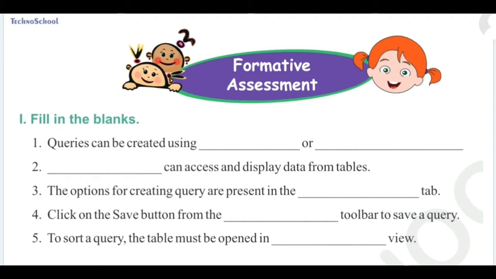Next one: to sort a query, the table must be opened in dash view. The answer for this question is on page number 39. Read the first paragraph, sort a query. Here they have given the steps. Open the table or query in query design view. We have to click the menu, query design view. Select the field you want to sort. Click the down arrow and choose ascending or descending. Click the run button. Access retrieves the columns you choose and displays the rows in the order you specified. So these are the steps we have to do to sort data.